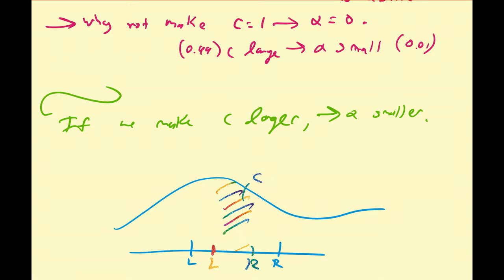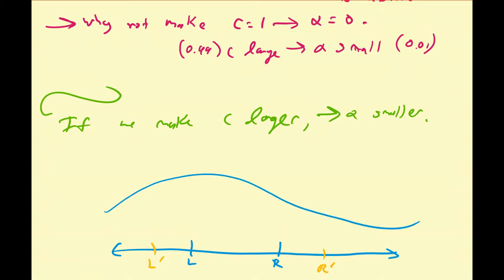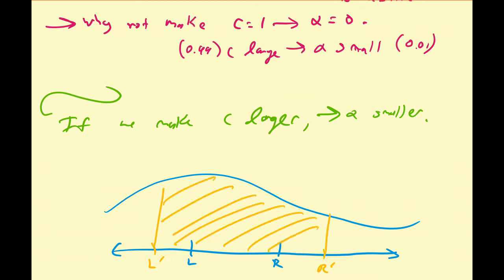Oh, we don't want that. We want something larger, right? All right, so let's make this a little bit bigger. And I probably don't like those colors either, right? So let's go a little bit wider. So this is L prime and R prime. Let's draw in our distribution here. So this area here is going to be C, and outside here, this is our alpha, which is smaller than before.